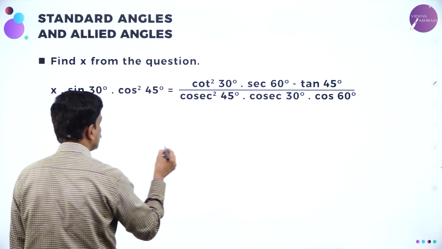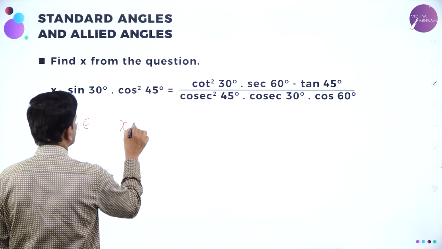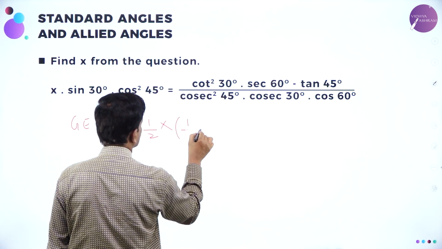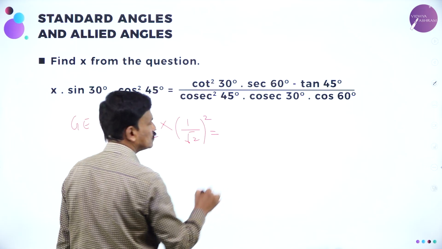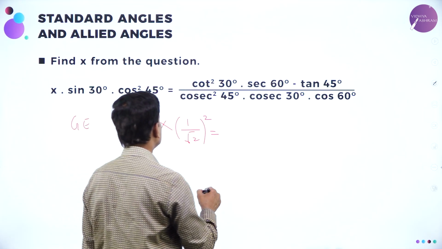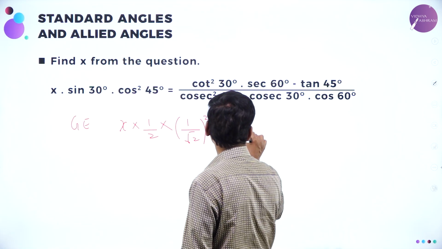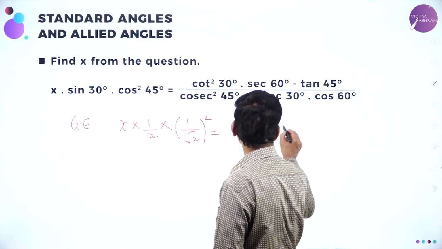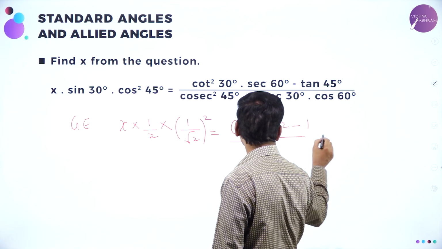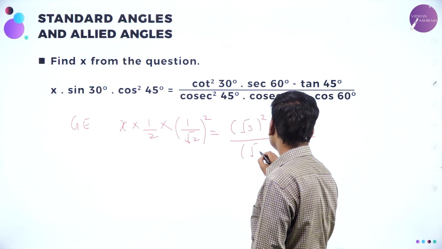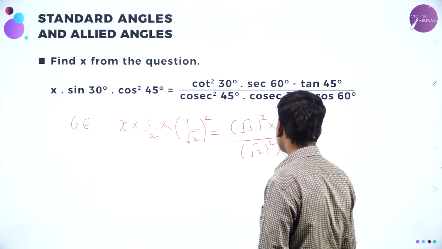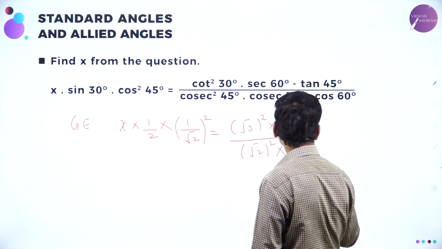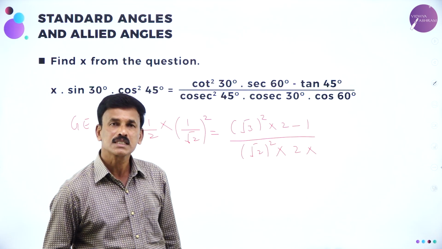Okay. Now, the given equation can be written as x into sin 30, which is 1 by 2, cos 45 is 1 by root 2 whole square, is equal to cot 30, which is root 3 whole square, into secant 60. What is secant 60? Secant 60 is equal to 2, minus tan 45 is 1, divided by cosecant 45, which is root 2 whole square, into cosecant 30. What is cosecant 30? Cosecant 30 is 2 into cos 60. What is cos 60? Cos 60 is equal to 1 by 2.